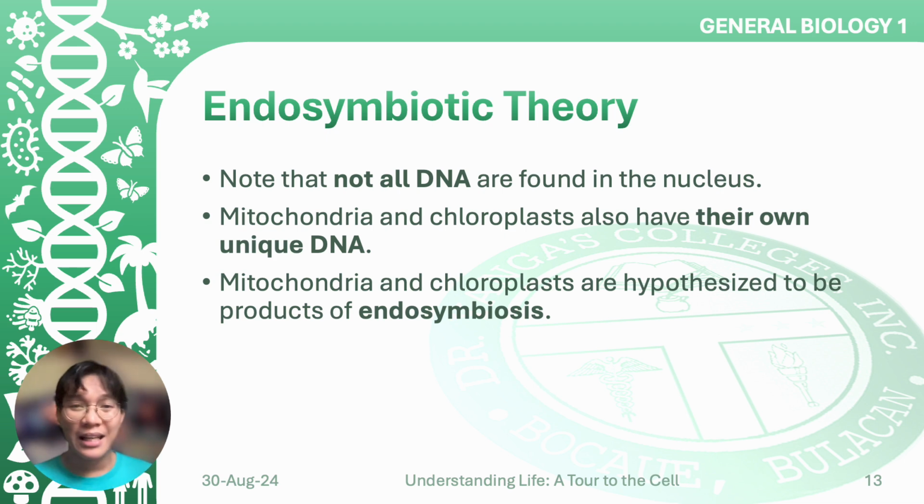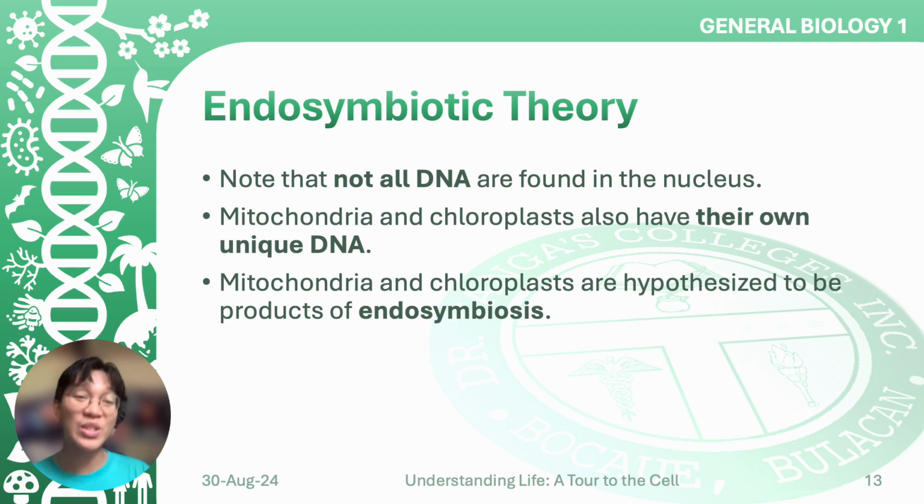So these mitochondria and chloroplasts have their own unique DNA, which is actually different from the DNA inside the nucleus. Take note, not all of the DNA is found in the nucleus. They can also be found in your mitochondria and chloroplasts because these two are actually ancient bacteria. So there's a part of you that is actually made up of DNA of bacteria. Now, these two organelles are hypothesized to be products of endosymbiosis.